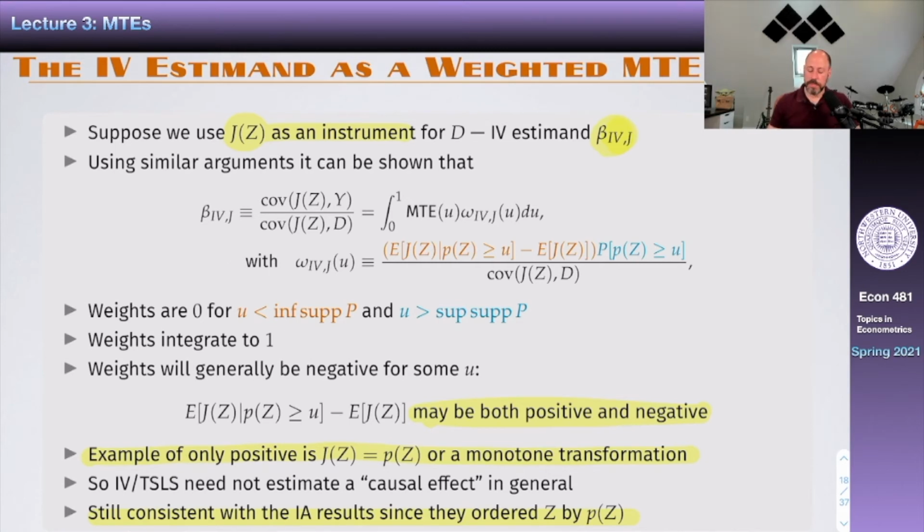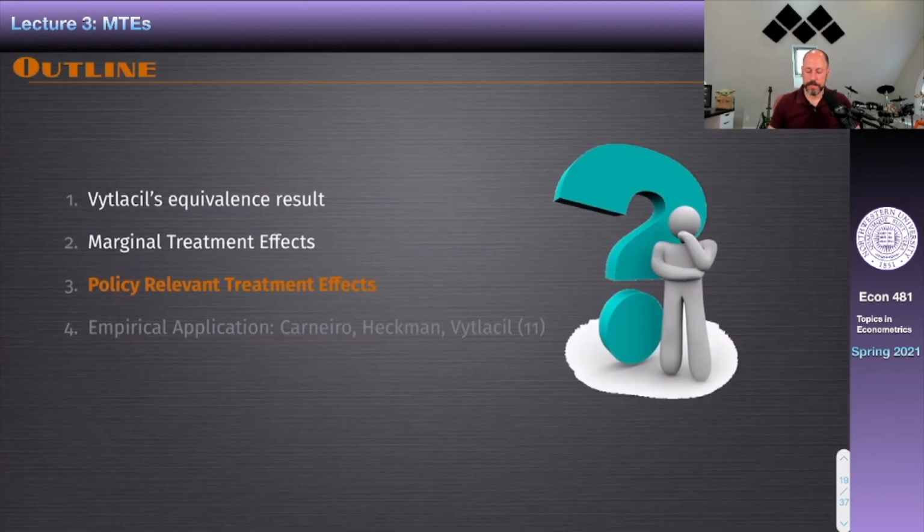But in general, whenever the instrument is continuous, it makes sense to think about IV using the propensity score as the instrument, and you can work out this expression over here. Questions?